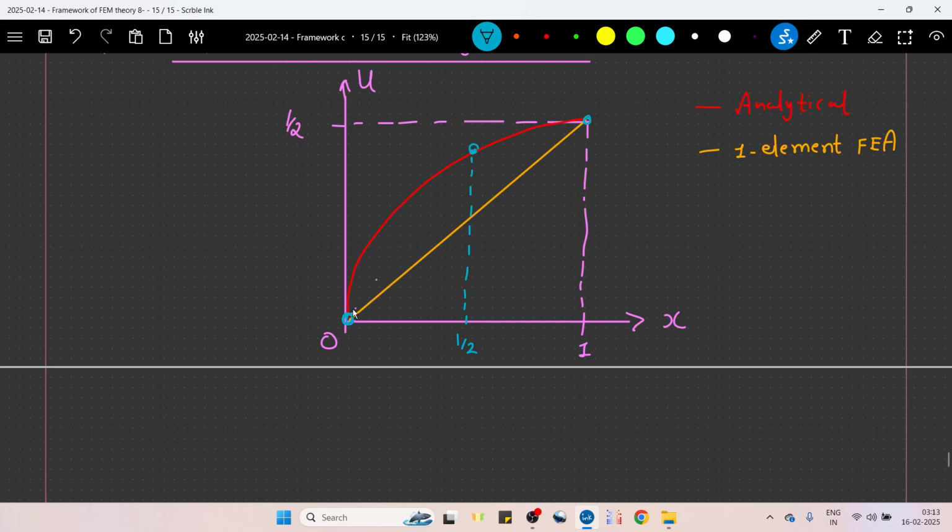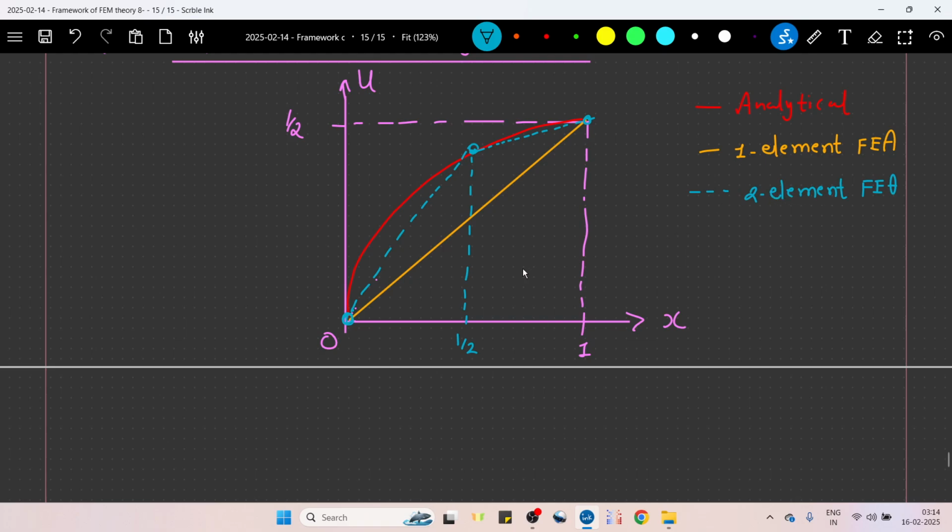And we know we have taken a linear interpolation function or shape function. So within the element the solution is linear. Sorry, it is not looking linear, but you can understand this is linear. And for element 2 also we have taken a linear shape function, so if we interpolate, it is again linear. Okay, so this is our two element FEA solution.